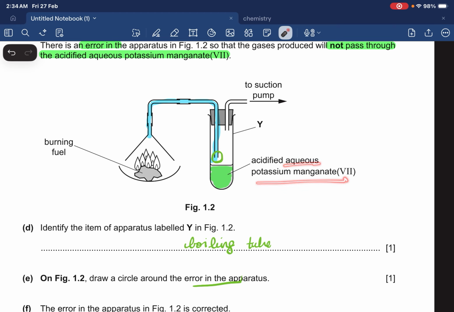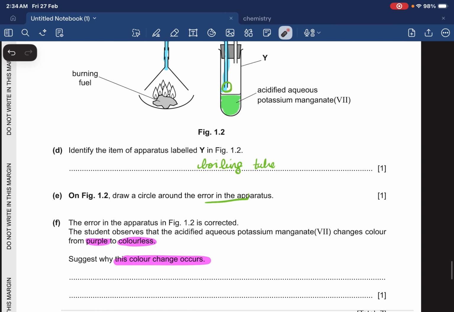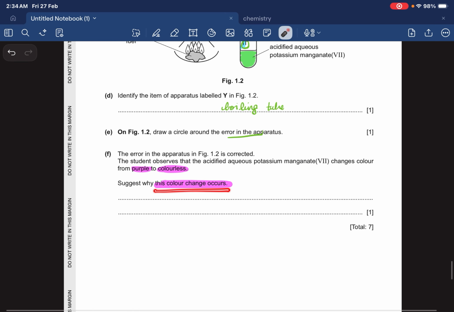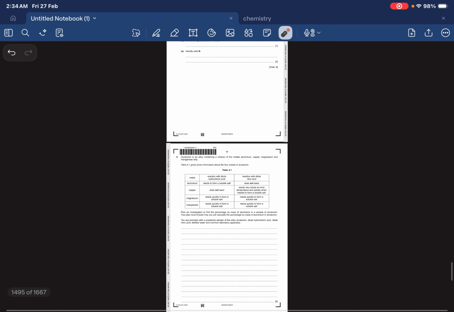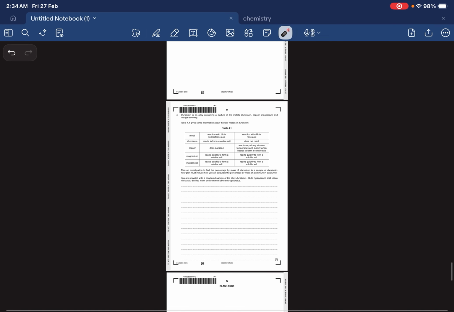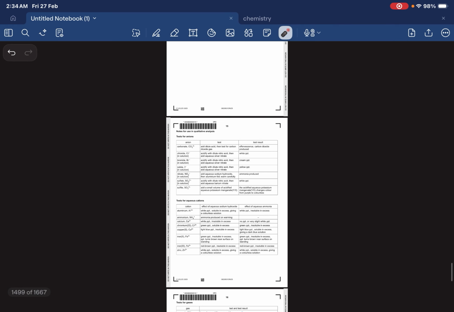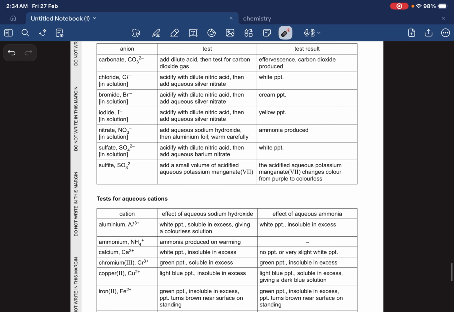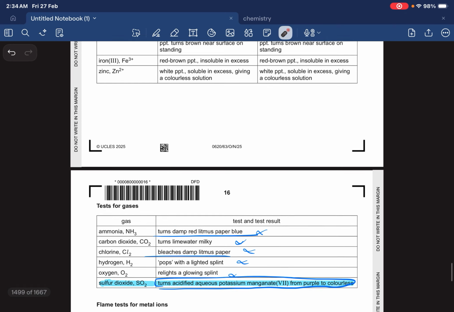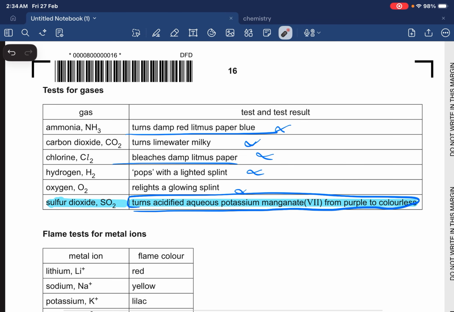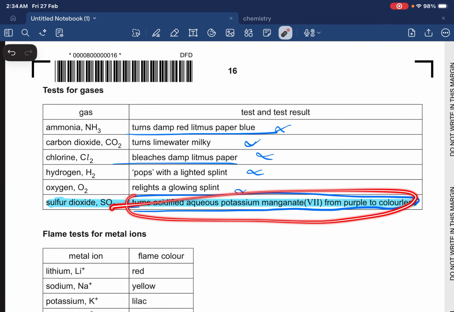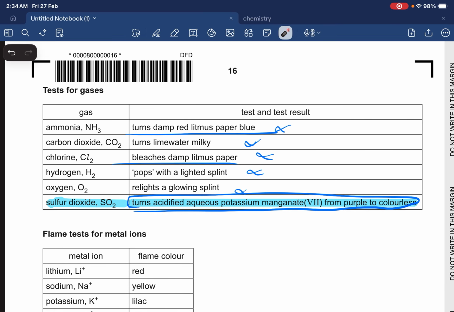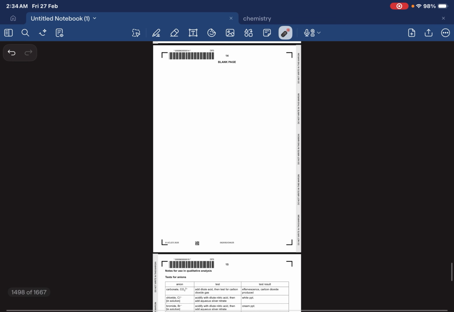Over here you are not required to use your theory skills, so you don't think about some kind of oxidation happening. What do you do? You go to your chart which has your color changes, and then you see which gas is giving you the color change for manganate. Which gas changes the color of the manganate? Sulfur dioxide turns acidified aqueous potassium manganate from purple to colorless. Don't use the theory knowledge. Again, I'm telling you, use the charts that you're given.